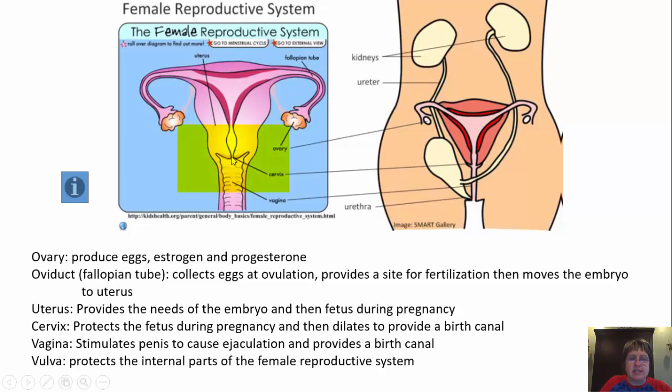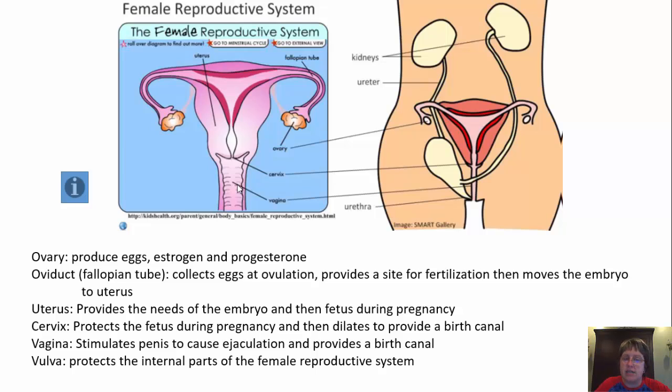The cervix is at the bottom of the uterus, and this protects the fetus during pregnancy and will dilate to provide a birth canal. So dilating just means opening wider so that the fetus or the child can come out. The vagina is just below the cervix, and it will stimulate the penis and cause ejaculation and provide a birth canal for the child as well.